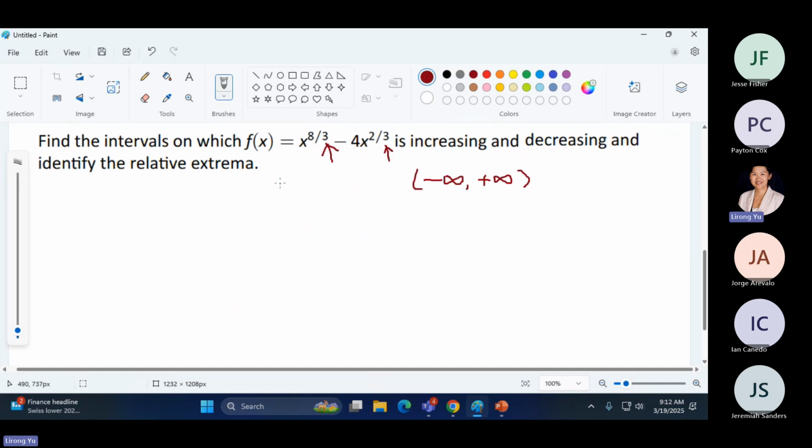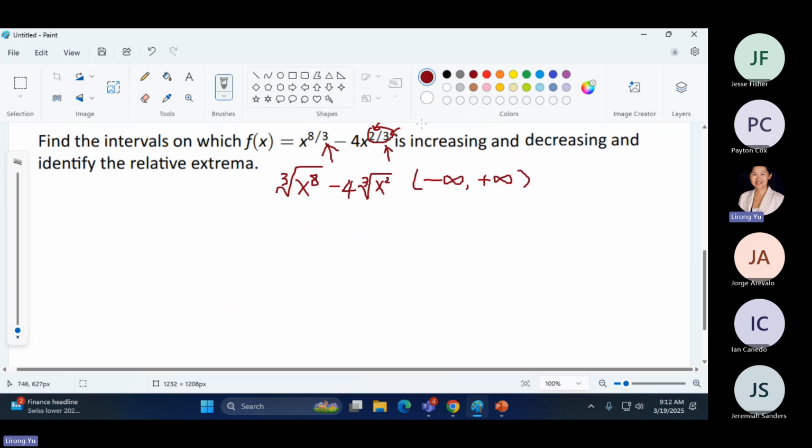The fundamental meaning of this is actually x to the power 8. The numerator is a power. The denominator is a root. So it's actually the cube root of x to the power 8 minus 4 times the cube root of x to the power 2. Whenever you have a fractional power, the numerator is a true power and the denominator actually means root. So we have to understand what's going on, even though we write it as a fractional power. Sometimes you have to understand its true meaning.